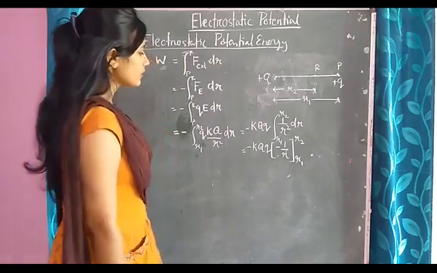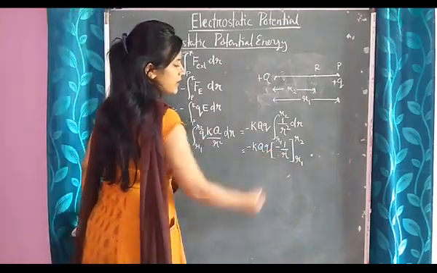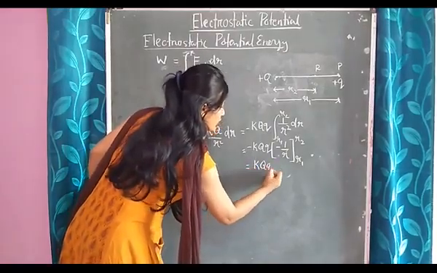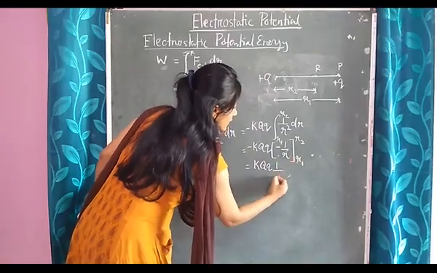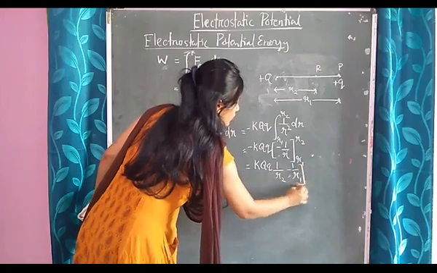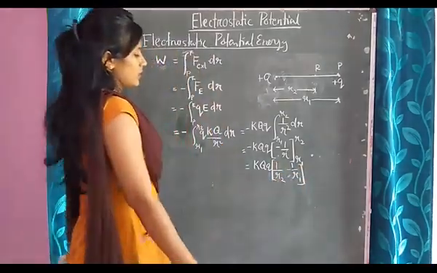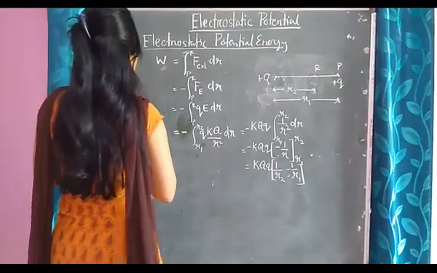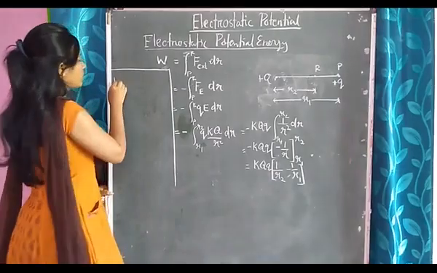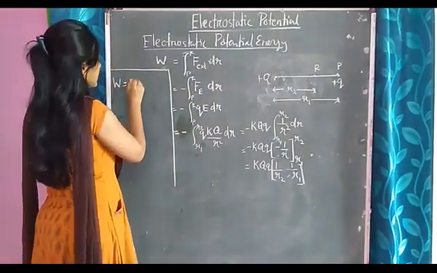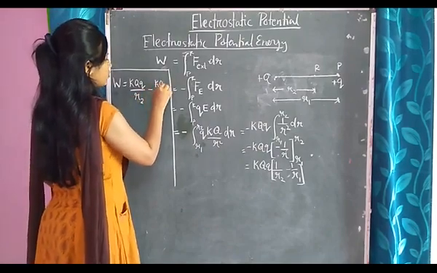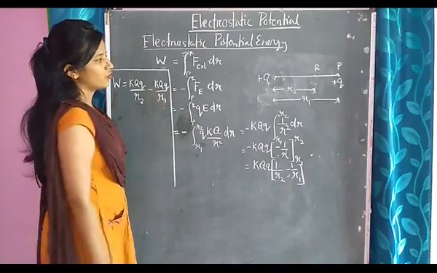Then this minus will be positive, and I will write that KQQ by 1 by R2 minus 1 by R1. This term I will write here. So W becomes equals to KQQ by R2 minus KQQ by R1.